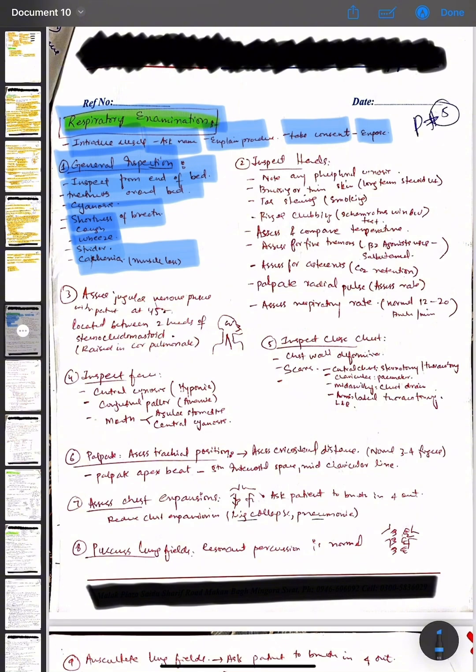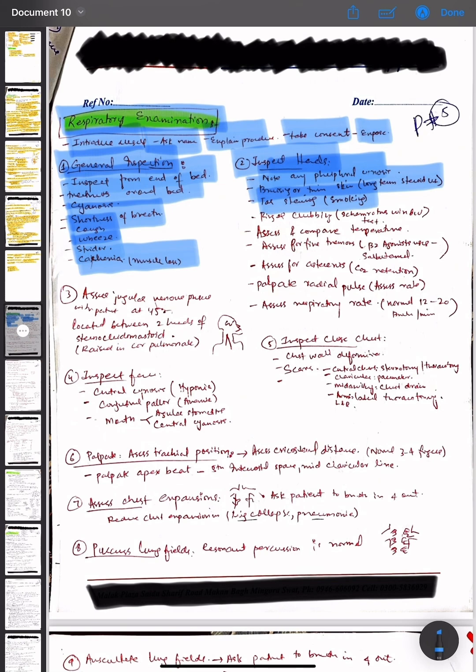The next step will be the inspection of the hands. You will inspect the hands to note any peripheral cyanosis, which marks respiratory disorders. Then bruising or thin skin, which is due to long-term steroid use. If bruises or thin skin are present, it means the patient has been using steroids for a long time. Then you will look for tar staining on the fingers of the patient. If there is any staining present, this shows us that the patient is a smoker.